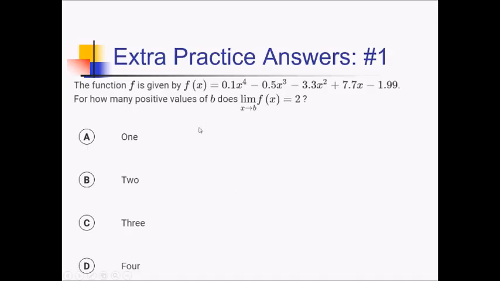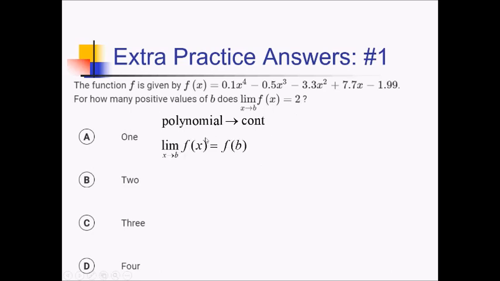For this problem, we're given this function f, this big polynomial, and we want to know for how many positive values of b the limit as x approaches b equals 2. The key on this one, since this is a polynomial, we know that this is a continuous function, which means that the function value and the limit are going to match up everywhere on this function. So when I'm asking for how many values of b the limit equals 2, I'm basically asking for how many x values on this function the output equals 2.